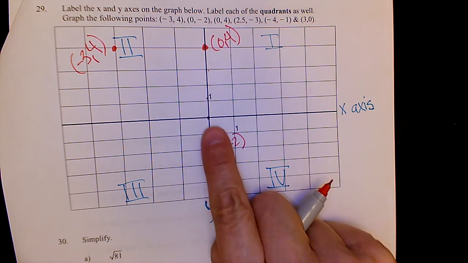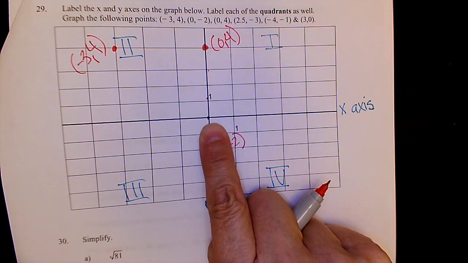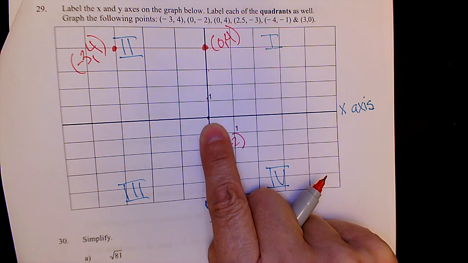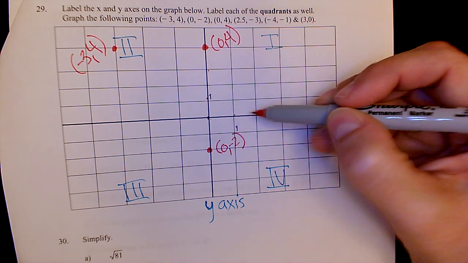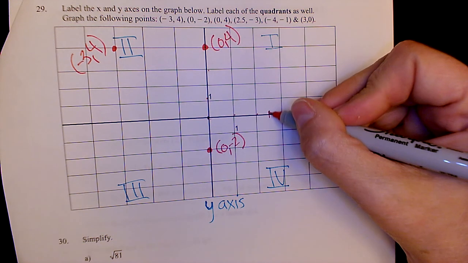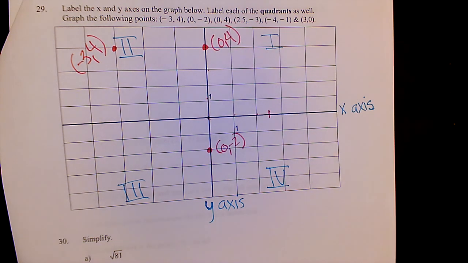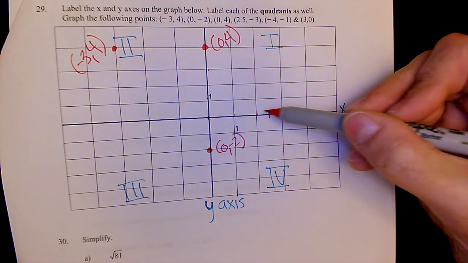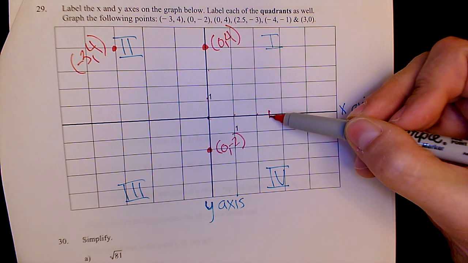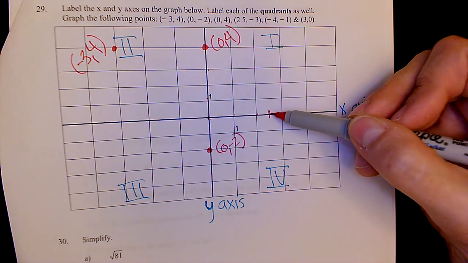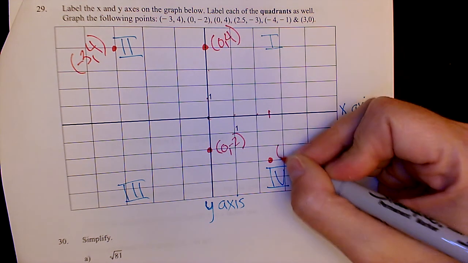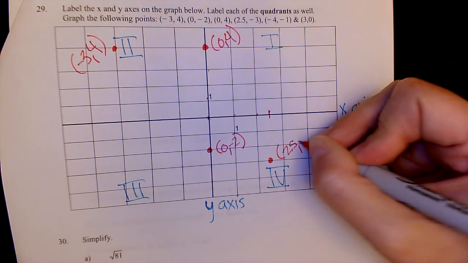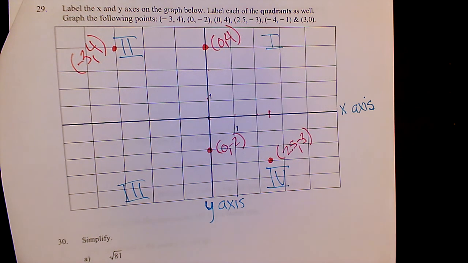2.5, negative 3. So again, I'm starting here, and I'm going over 2.5. So I'm going over 1, 2.5. If you need to put a mark, that's good. Going over a half, that's over 2.5. And then just go down 3 negatives. 1, 2, 3. So here is 2.5, negative 3.